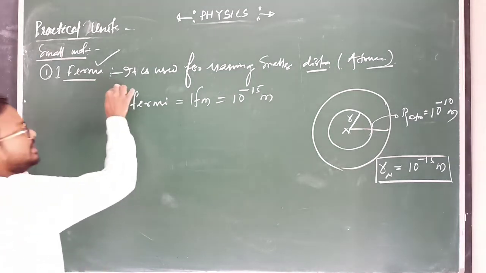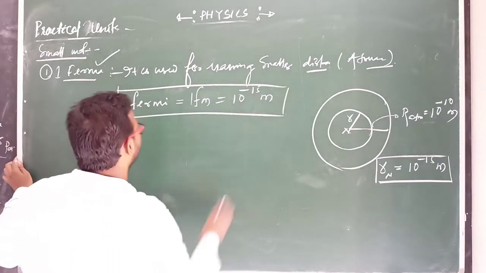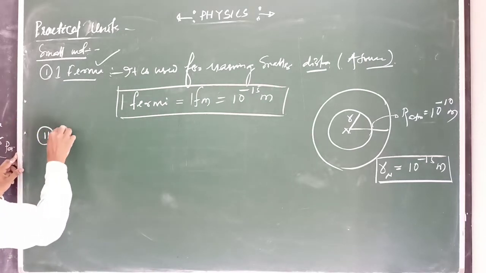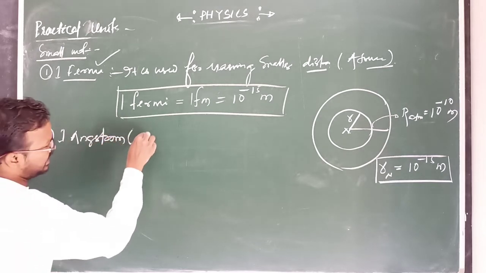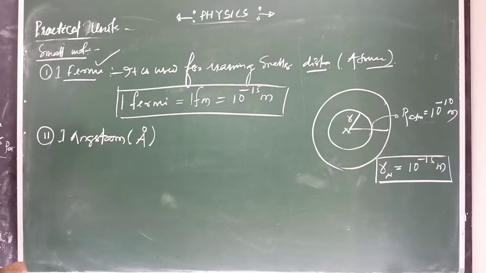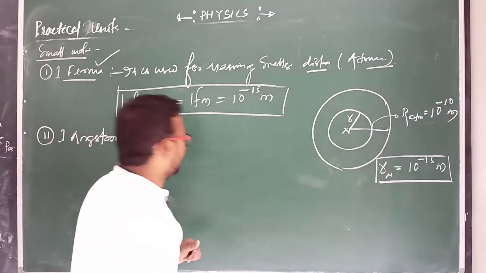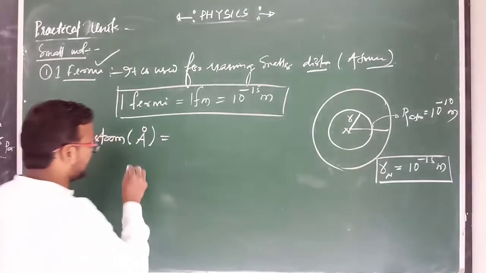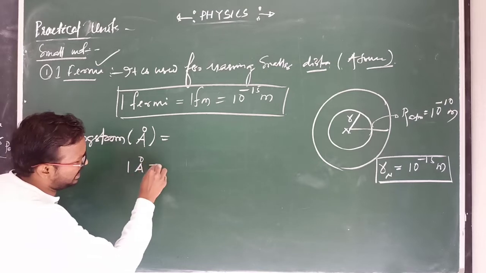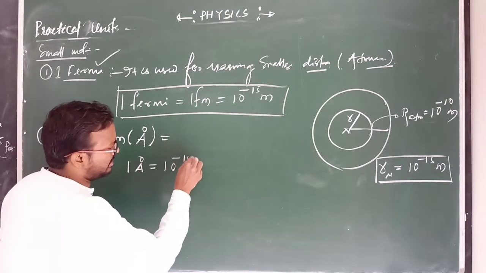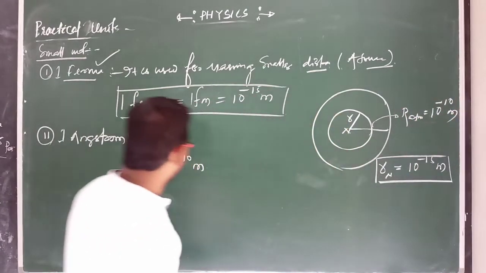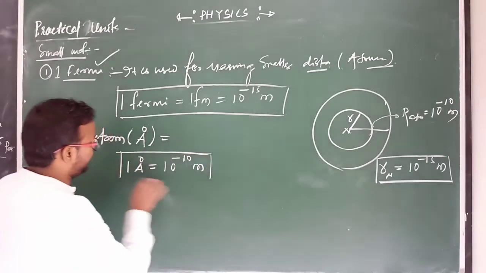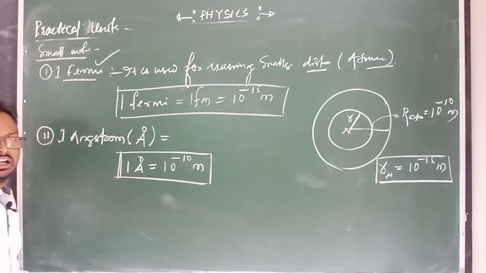So the value of 1 Fermi is equal to 10 to the power minus 15 meter, and another smaller unit is 1 angstrom, which is represented as A with a degree symbol. This is also used for the measurement of atoms or the radius of an atom. Its value you can write as 1 angstrom equal to 10 to the power minus 10 meter, because the radius of an atom is equal to 10 to the power minus 10. Now you can use this angstrom to measure the radius of an atom.